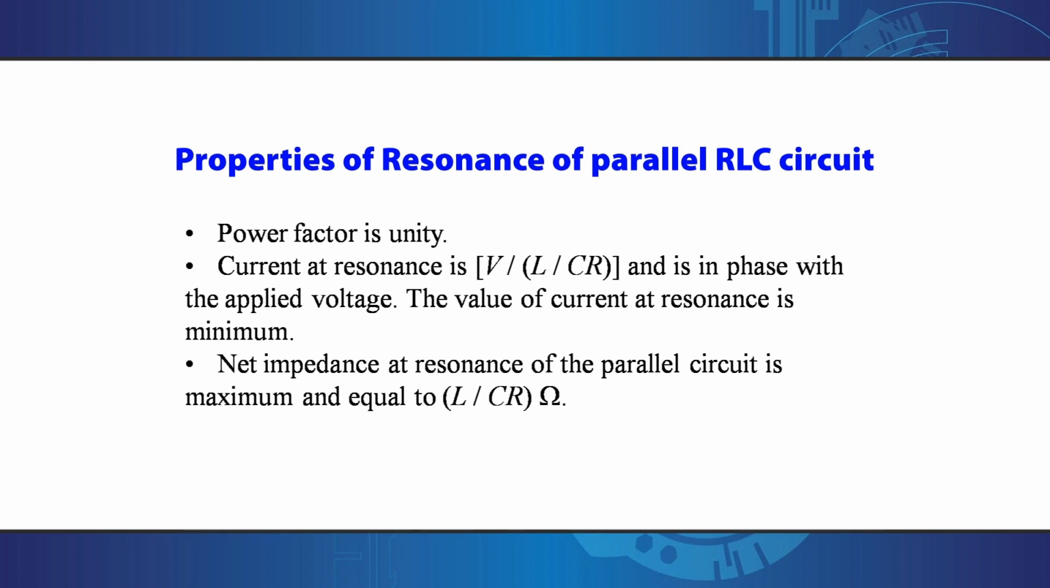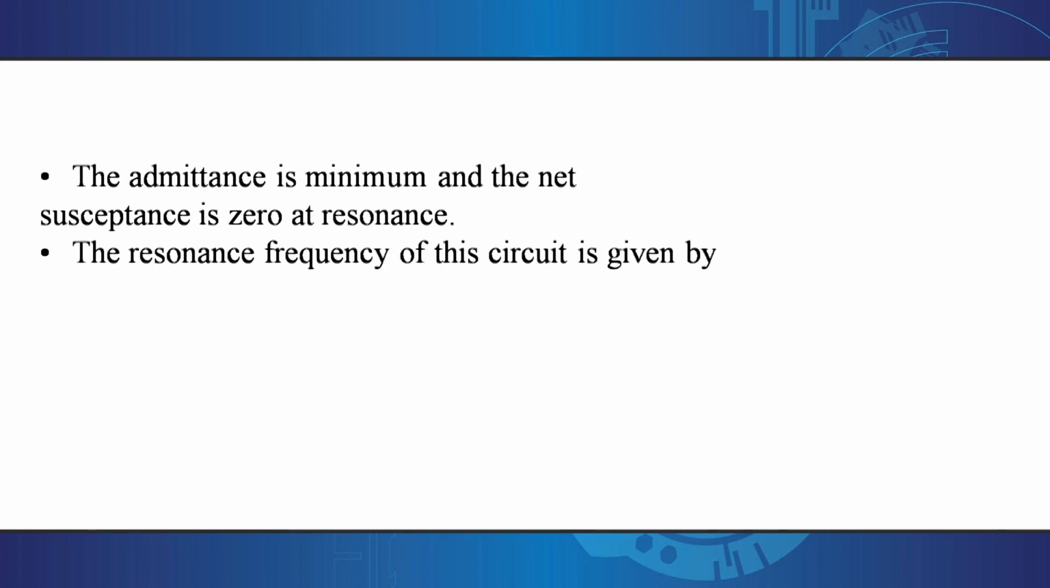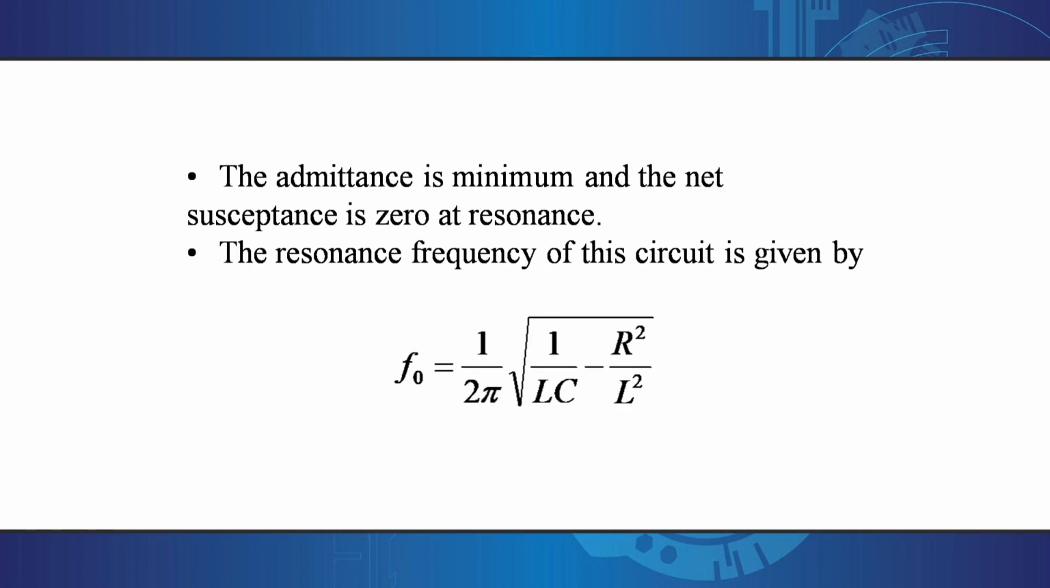And third property is what? Net impedance at resonance of the parallel circuit is maximum and equal to L upon CR. The next property that you can notice here, the admittance is minimum and the net susceptance is 0 at resonance. The resonance frequency of the circuit is given by F naught is equal to 1 upon 2 pi under root 1 upon LC minus R square upon L square.